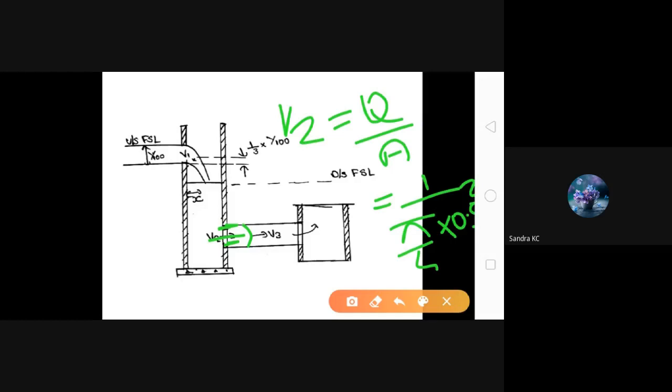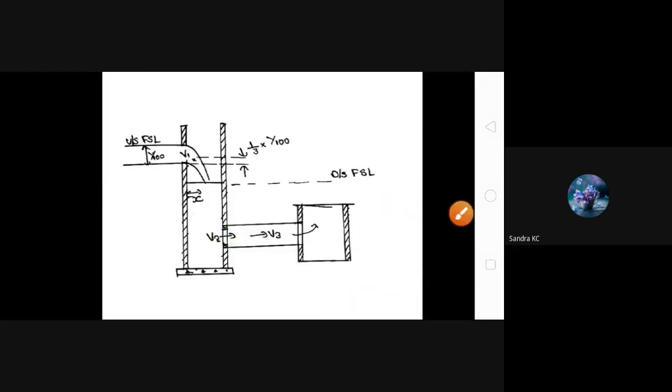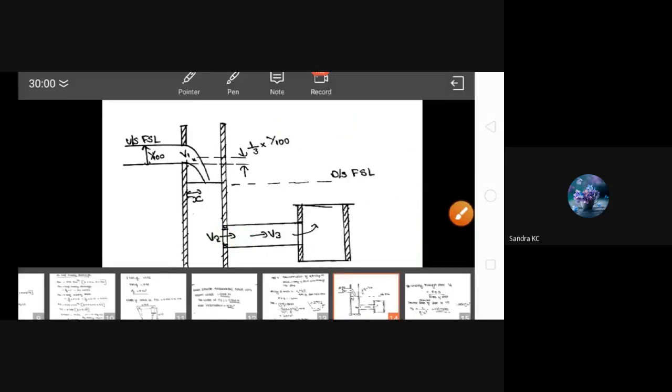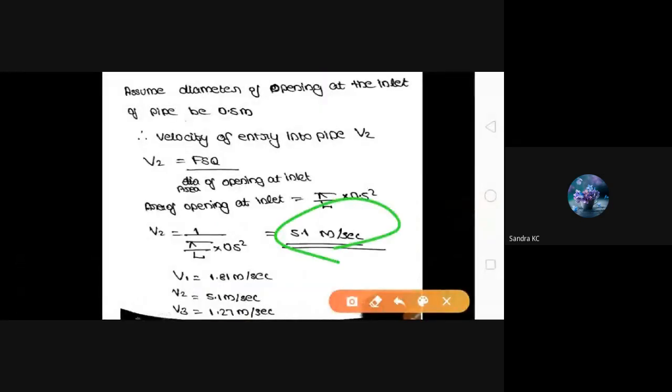What's the value of V2? Okay, we get the value of V2 as 5.1 meter per second. Okay, so we get the values of V1, V2, V3.